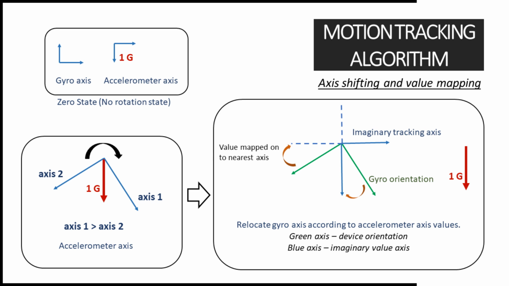So to get the orientation, we compare the values in the accelerometer axis, and the one with the highest absolute value is considered as the perpendicular axis to the ground. The values from the gyroscope axis are mapped into the imaginary tracking axis according to the orientation of the device, which we get from the accelerometer axis. So this is how the basic motion tracking system works in the device.